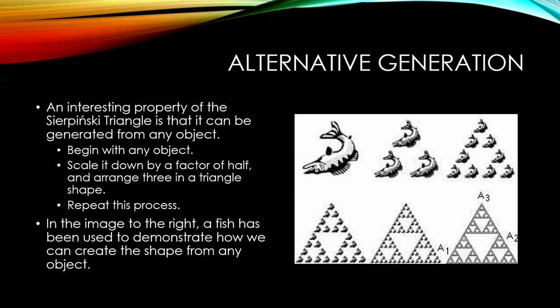We can also generate it using different shapes, which is kind of weird. An interesting property of Sierpinski's triangle is that it can be generated from any object. Consider this example where we start with a fish. If you begin with a fish and then you create 3 fish, and then you copy and paste that 3 times, and then copy and paste that 3 times over and over again, you get Sierpinski's triangle. It does not matter your starting image. You're always going to get Sierpinski's triangle out of it. Again, kind of a weird thing.